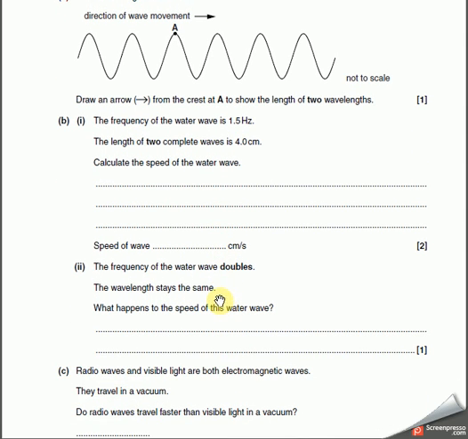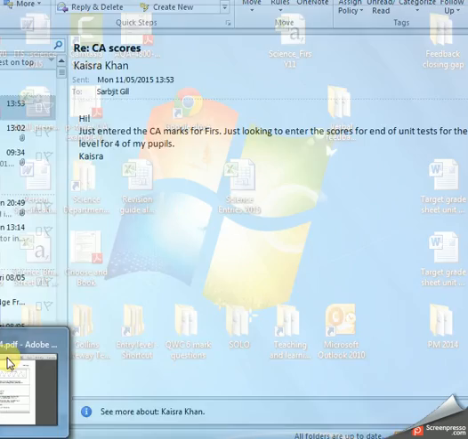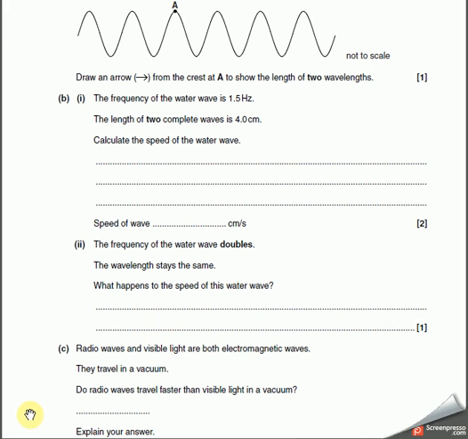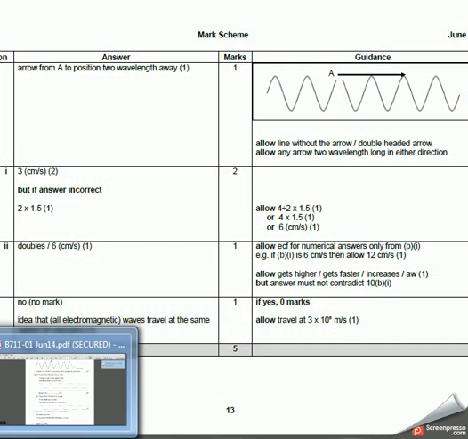Okay, the frequency of the wave doubles. The wavelength stays the same. What happens to the speed of the wave? Well, remember, guys, wave speed was frequency times wavelength. So if the frequency doubles, so will the wave speed, won't it? So let's have a very quick look at that.